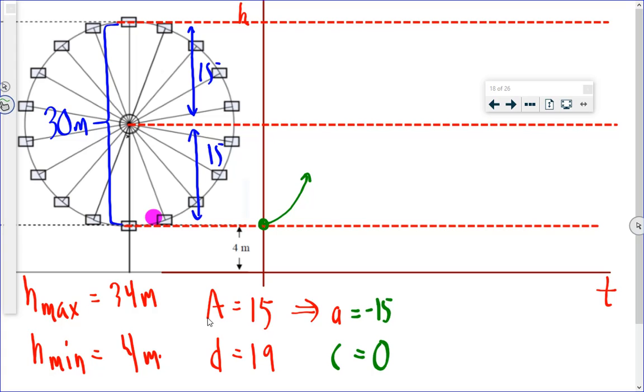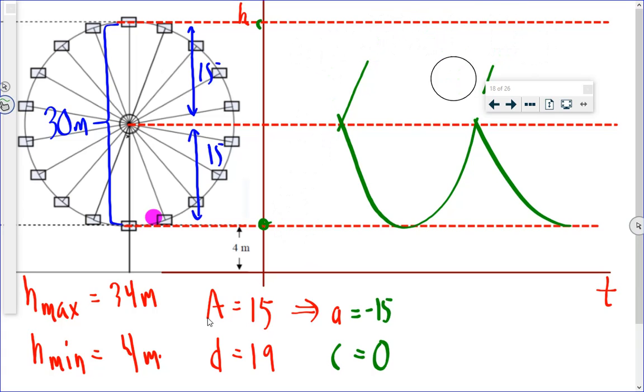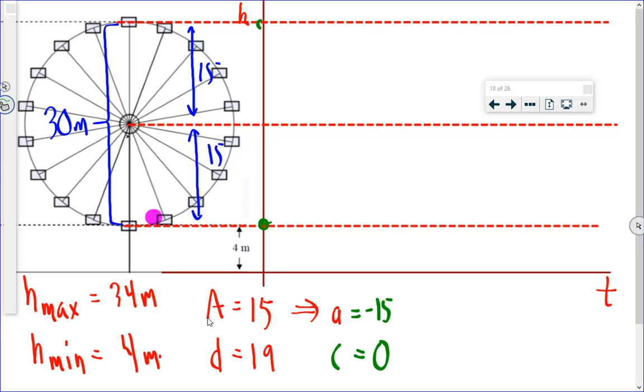If we ended up using positive 15, then you would have to figure out how to shift this graph to make it fit this graph. And I'm not saying that's impossible, but why do it unless you have to? So let that sink in. We're using negative 15 to avoid a C. The only other thing we're missing is B. But B is 2 pi over the period.